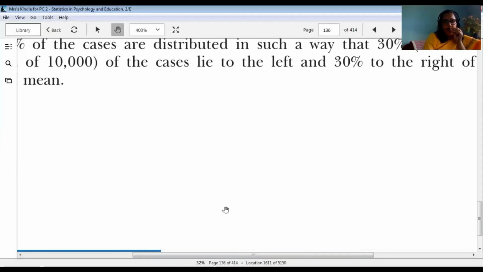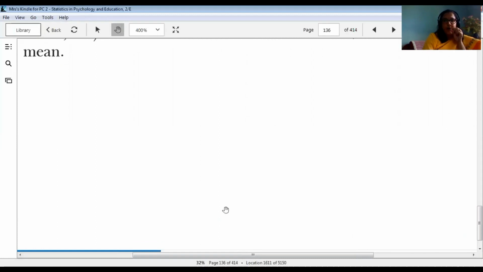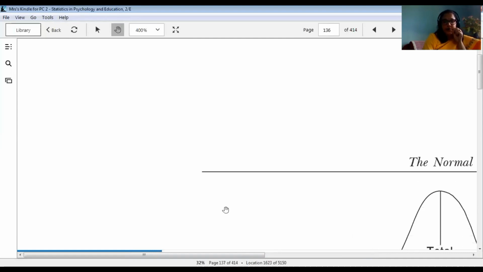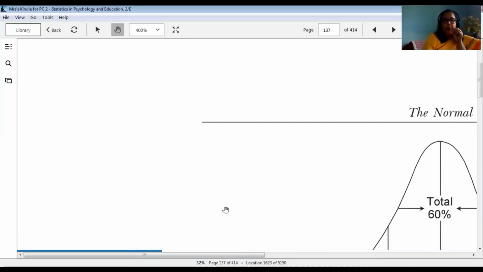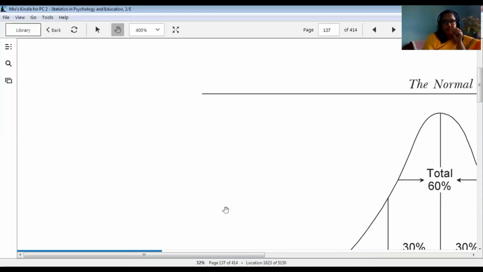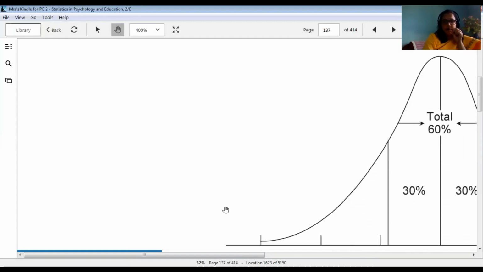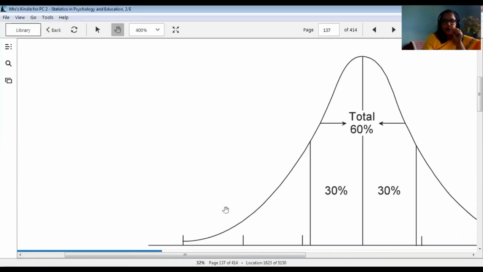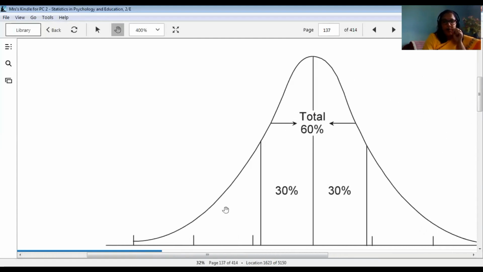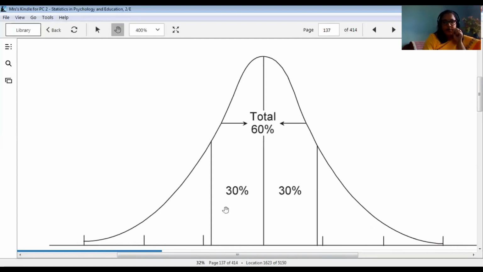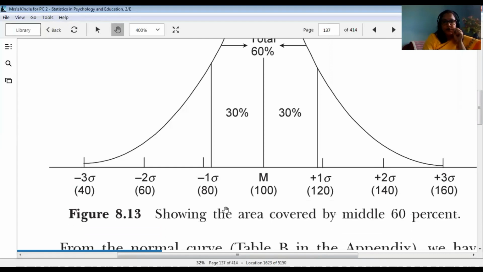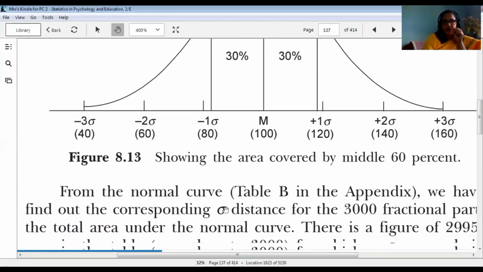Before going for the solution of the problem, you need to divide the middle 60% of cases into two halves. One will be 30%, as we all know 30 plus 30 is equal to 60. So one will be 30% on the left side of the mean and one will be 30% on the right side of the mean.